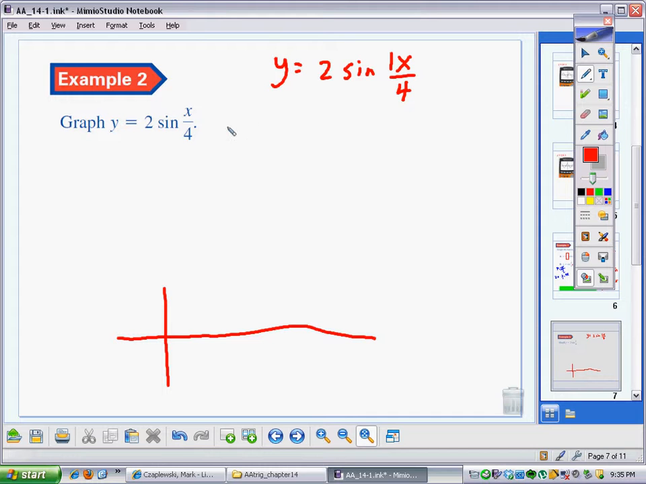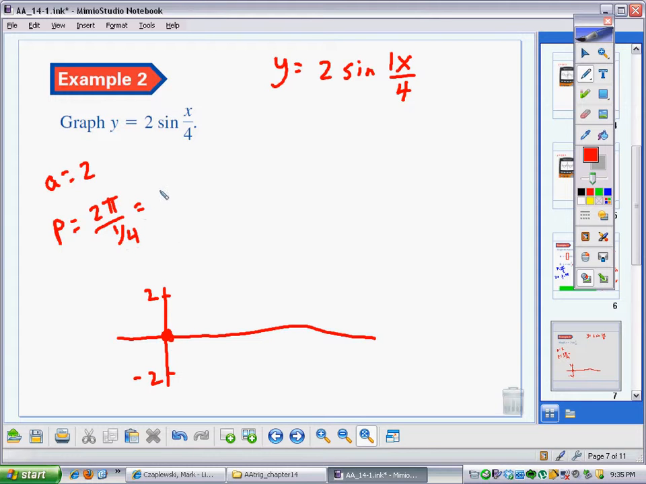And we're back. Here we go. Ready? Amplitude equals 2. So I'm going to go up to 2 and down to negative 2. That's how high I go from the middle. Sine always starts in the middle. Okay. Period is going to be 2 pi divided by b. b is 1/4.